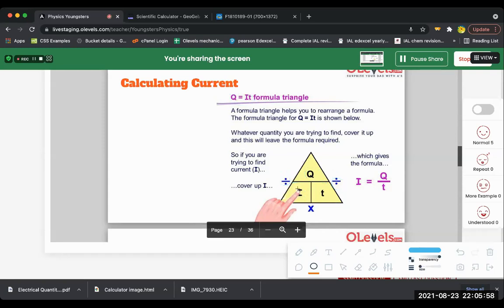Now, what if we want to calculate I? We'll put a finger on the I. Okay. Now I will put I. We have to calculate I this time. Now what are we remaining with? We will write the formula like this.